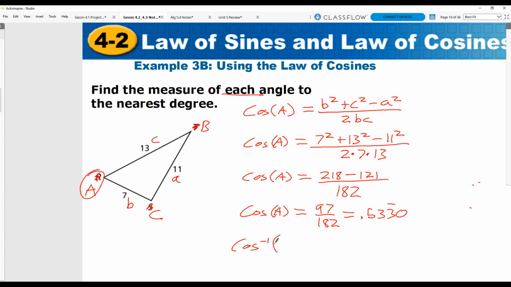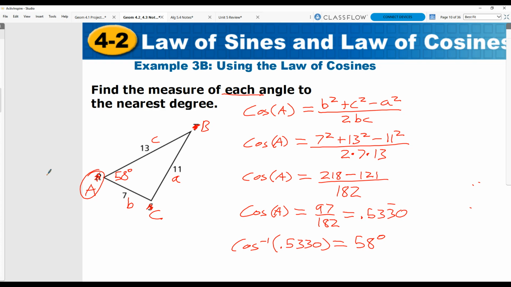All right, so our inverse cosine of 0.5330. Okay, if we put that into our calculator using our inverse button there, that's going to get us what our angle size is. All right, so if I do that right quick here, we're going to end up with 58, rounded. All right, 58 degrees. All right, so that tells us what angle A is going to be. It's going to come out to 58 degrees.